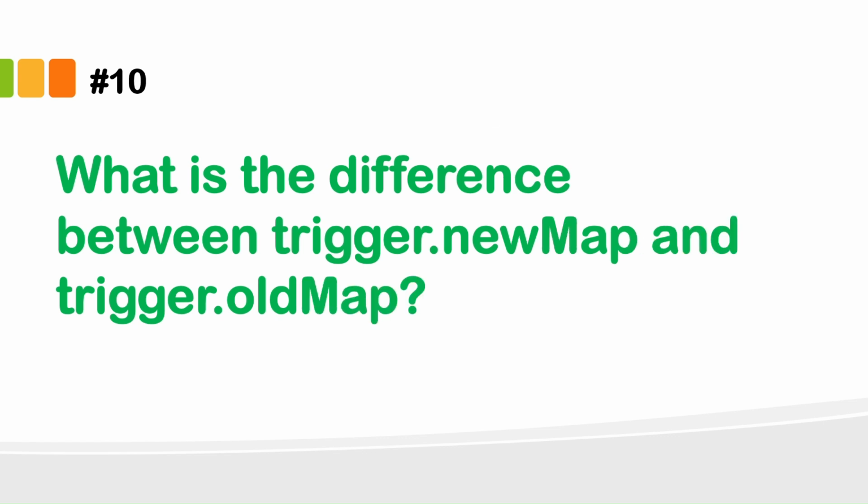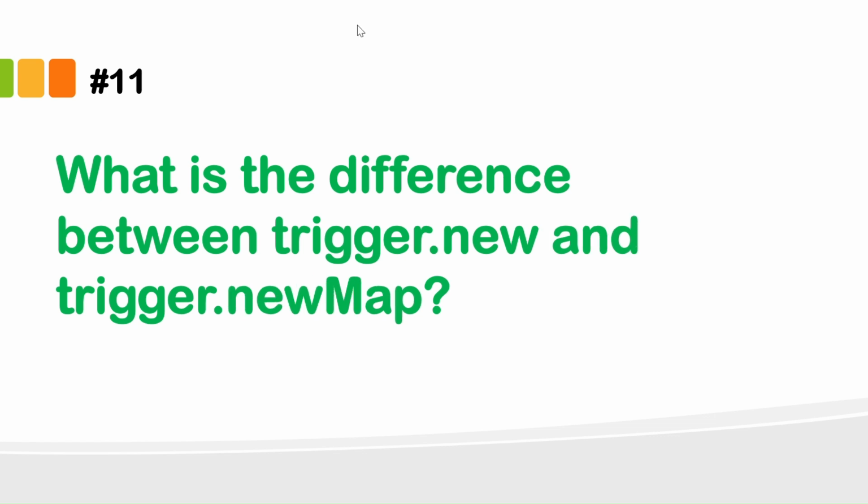Next question is, what is the difference between trigger.newMap and trigger.oldMap? Answer is, for example, if we are updating an account record's phone number from 1, 2, 3 to 4, 5, 6, then trigger.newMap will return the map of ID versus records, where the key will be the record ID and the value will be the newly updated record, that is the account record with phone number 4, 5, 6. And trigger.oldMap will return the map of ID versus record, where the key will be the record ID and the value will be the record with old values, that is the account record having phone number 1, 2, 3. So let's jump on to the next question.